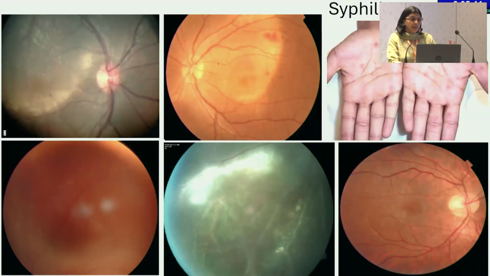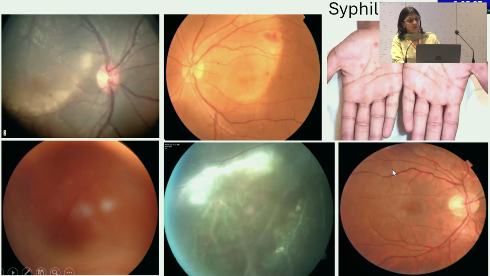Another important emerging infection is syphilis, and these are the classic presentations, the posterior placoid pattern. You can see these pre-retinal nodules in front of the retina, and this is the ground glass or opaque retinitis, which you can also see. Sometimes it can be atypical.